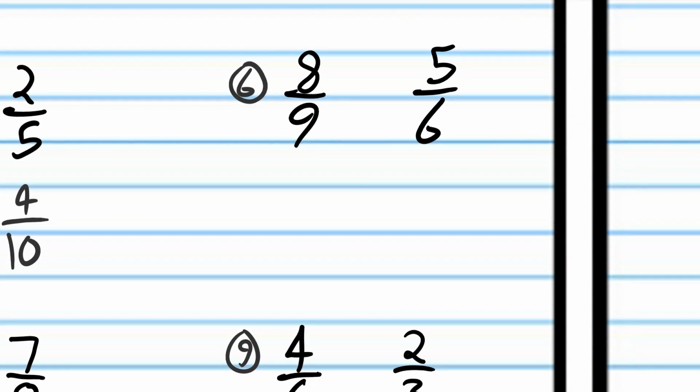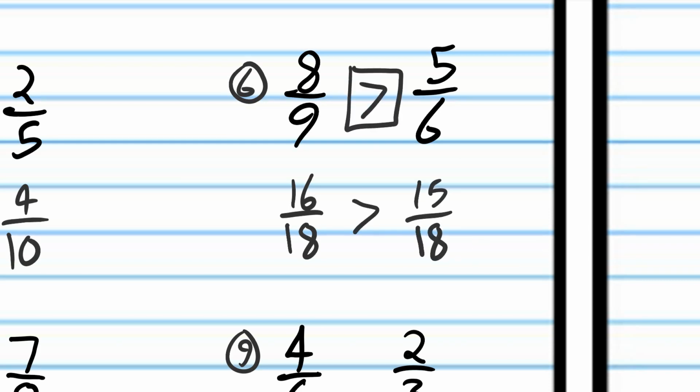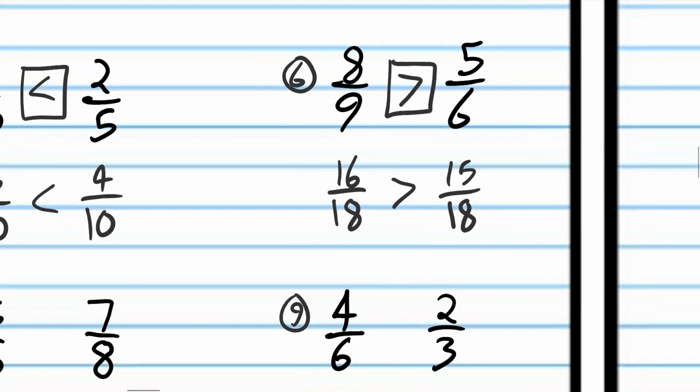Try number 6, and when you come back, we'll do it together. All right, we're back. Multiply both sides of this fraction by 2, and you get 16 over 18. And multiply both sides of this fraction by 3, and you get 15 over 18. And you can see we need a greater than symbol. So if you got greater than, good job.